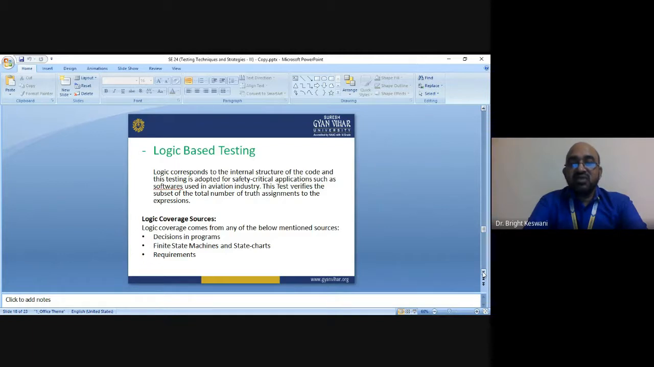And this test verifies a subset of the total number of truth assignments to the expressions. So logic based testing is an important testing. The logic coverage sources are, logic coverage comes from any of the below mentioned sources: decisions in programs, finite state machines and state charts, and thirdly, requirements.